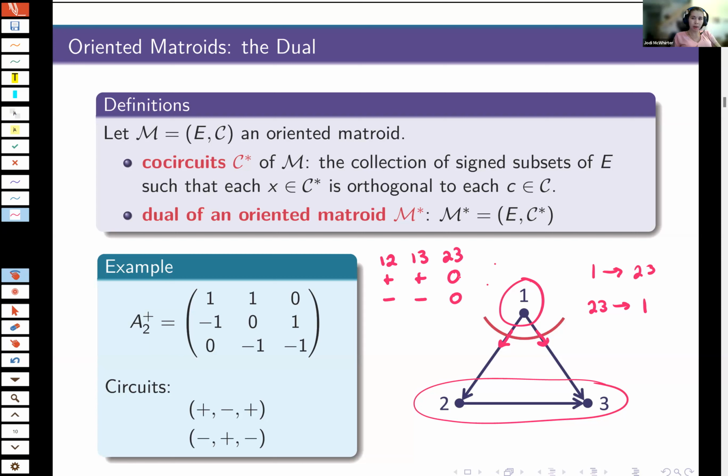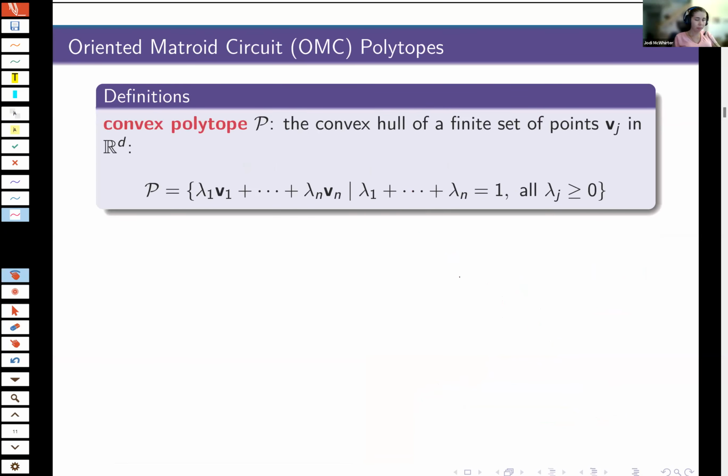All right, so these are what I'm starting out with. I'm starting with these plus minus 0 vectors. Now, what am I going to do with these? Well, I'm going to build a polytope.